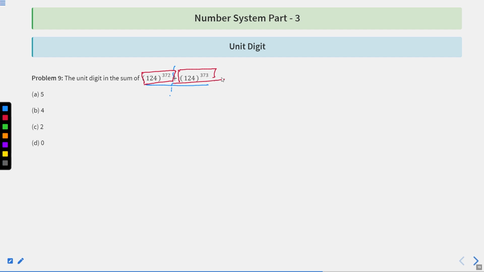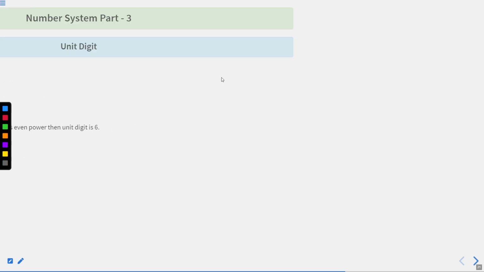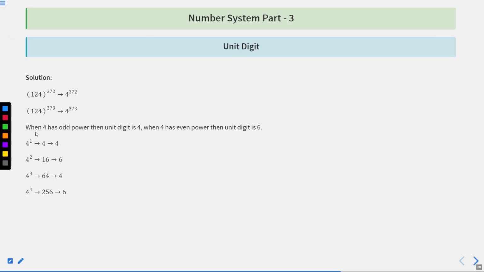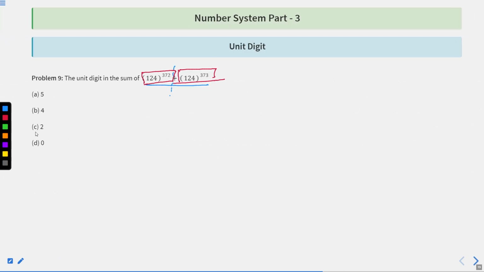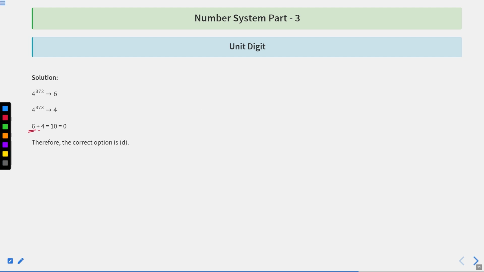So for 124 to the power 372, we will have unit digit 6. And for the second part, 124 to the power 373, the unit digit is going to be 4. So if you take the sum, you will get 10, and 0 is the unit digit in 10.